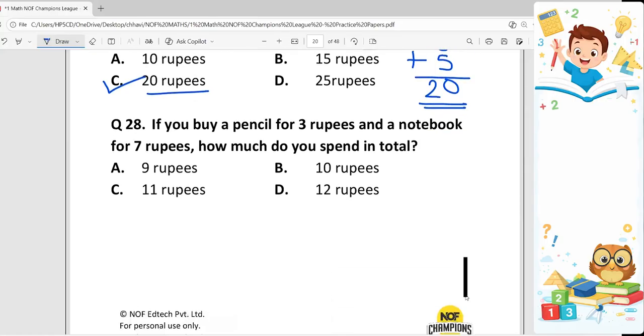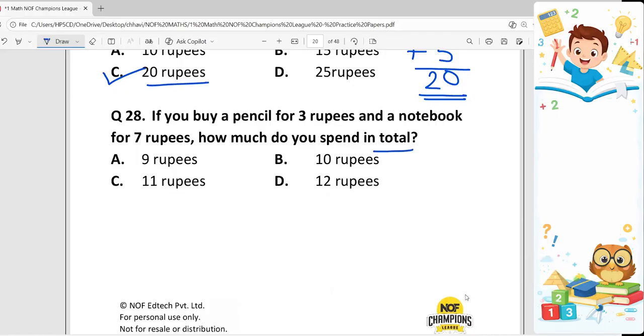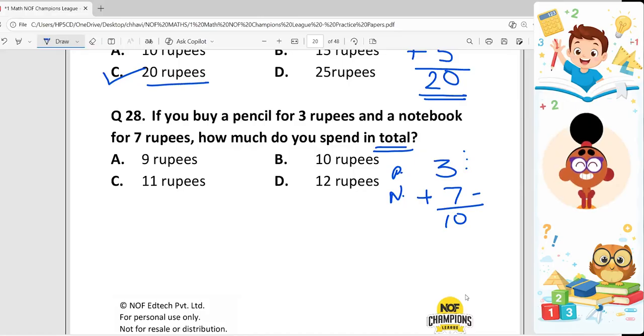28th question. If you buy a pencil for 3 rupees and a notebook for 7 rupees, how much do you spend in total? Again, total. So what we'll do, we will add it. 3 of pencil and 7 of notebook. So it will be 7, 8, 9, 10, isn't it? So 10 rupees you will spend in total. So option B is the correct answer.